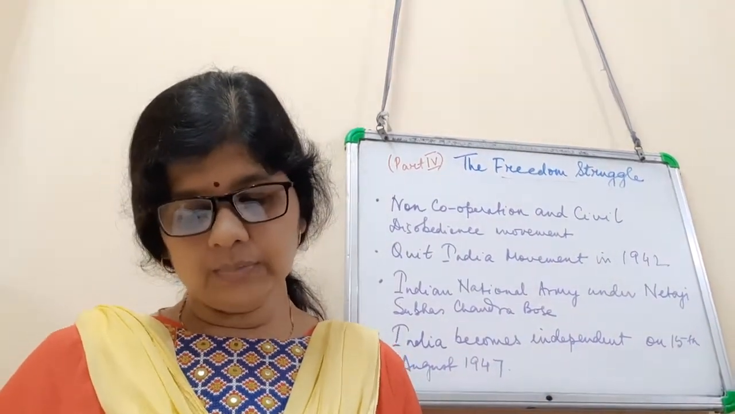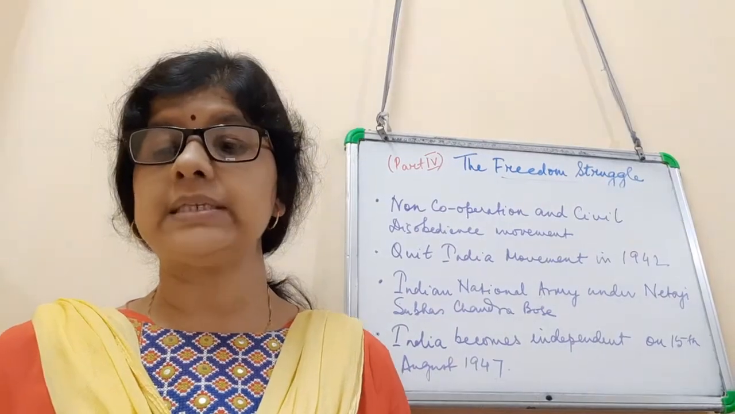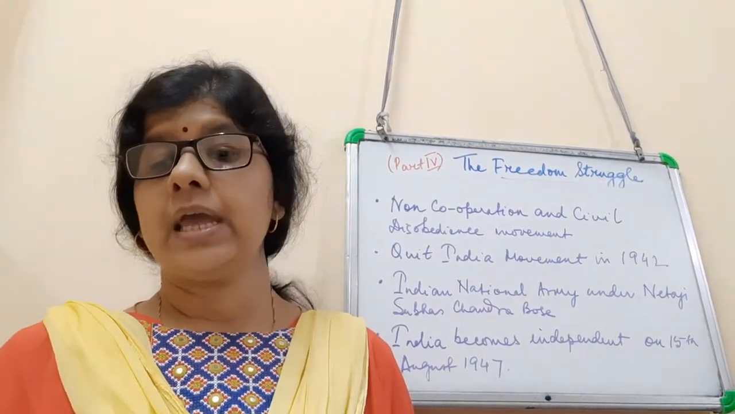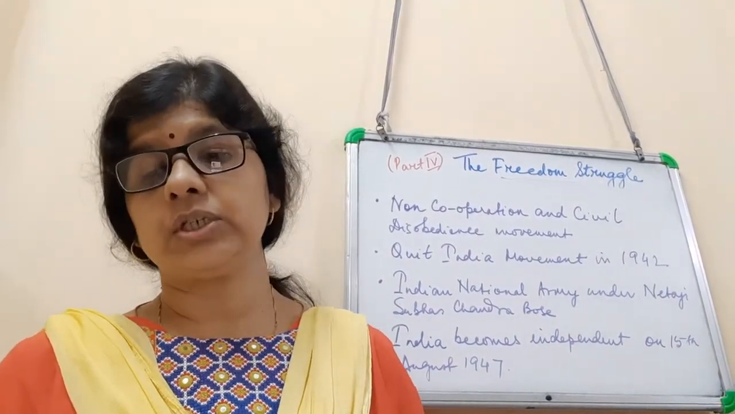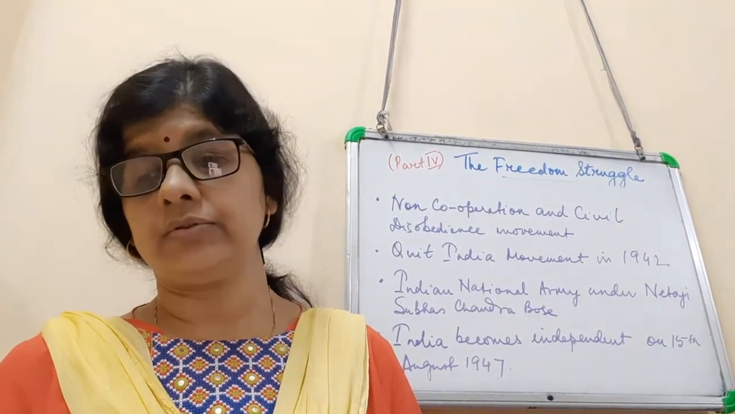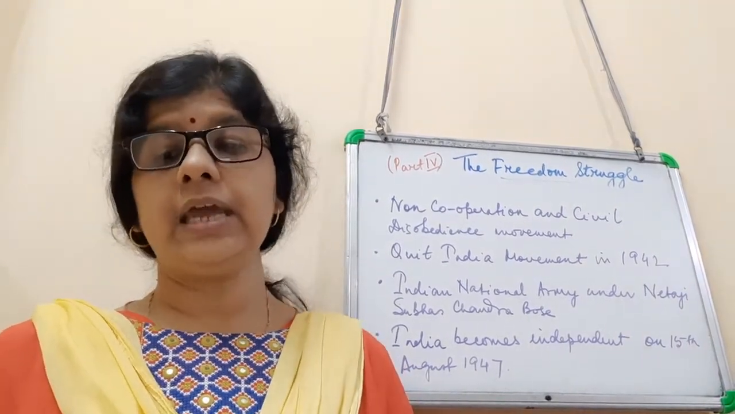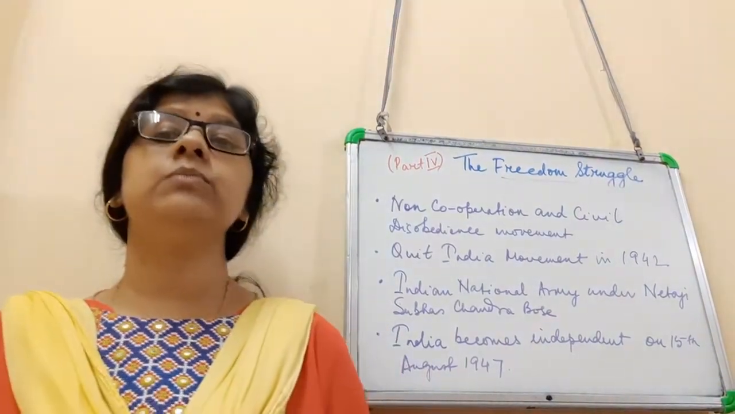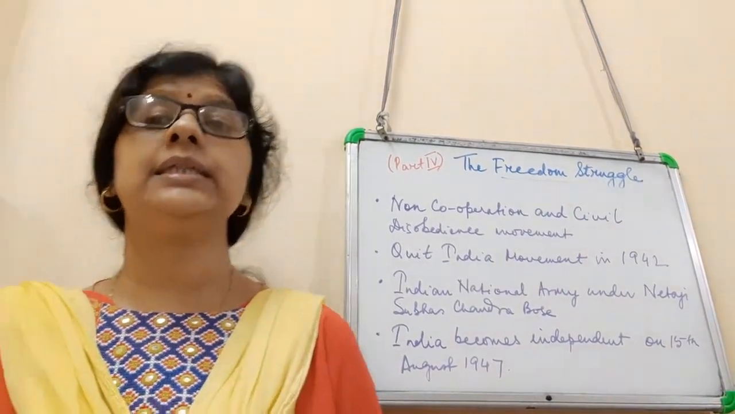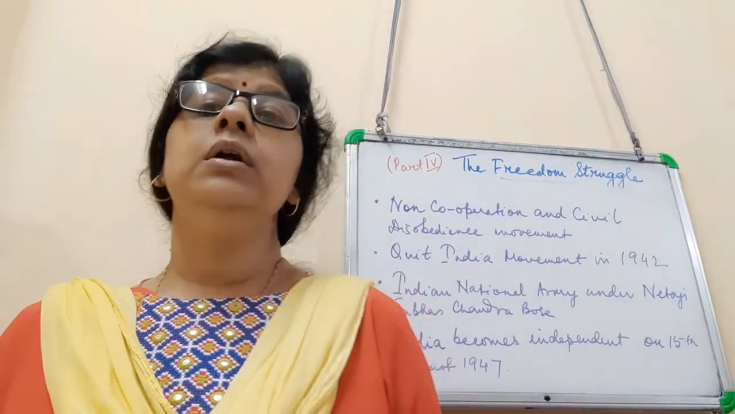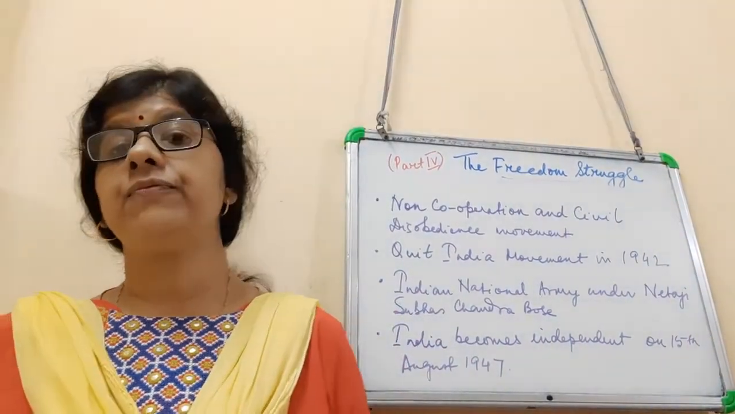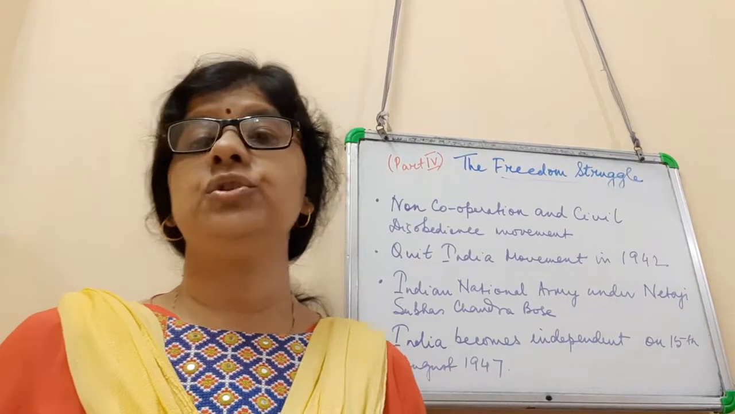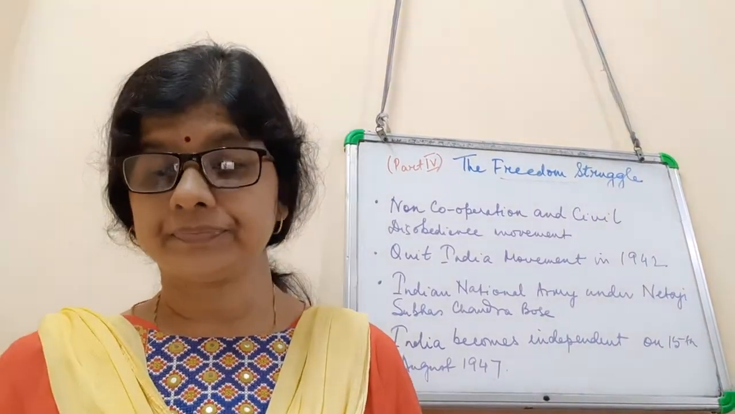The Quit India movement was a mass revolt which took place in different parts of the country. There were processions and demonstrations against the British all over the country. The British realized that their rule in India had come to an end. With the Quit India movement, they realized that their rule was only for a few days and they could not continue for long.